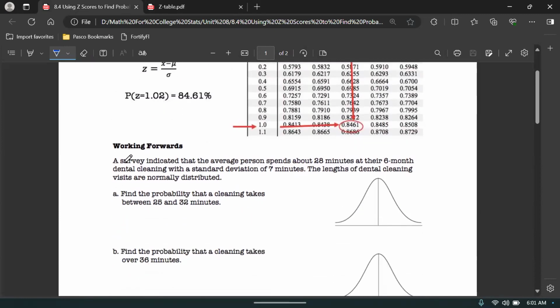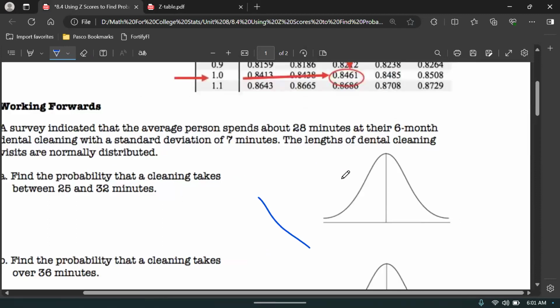Here we go. A survey indicated the average person spends about 28 minutes at their 6-month dental cleaning with a standard deviation of 7 minutes. The lengths of dental cleaning visits are normally distributed. Let's write down our information here. We have 28 as the mean, and 7 is the standard deviation, so this would be 35, 42, 49 minutes. And then 7 minutes backwards, you get 21, 14, and 7.